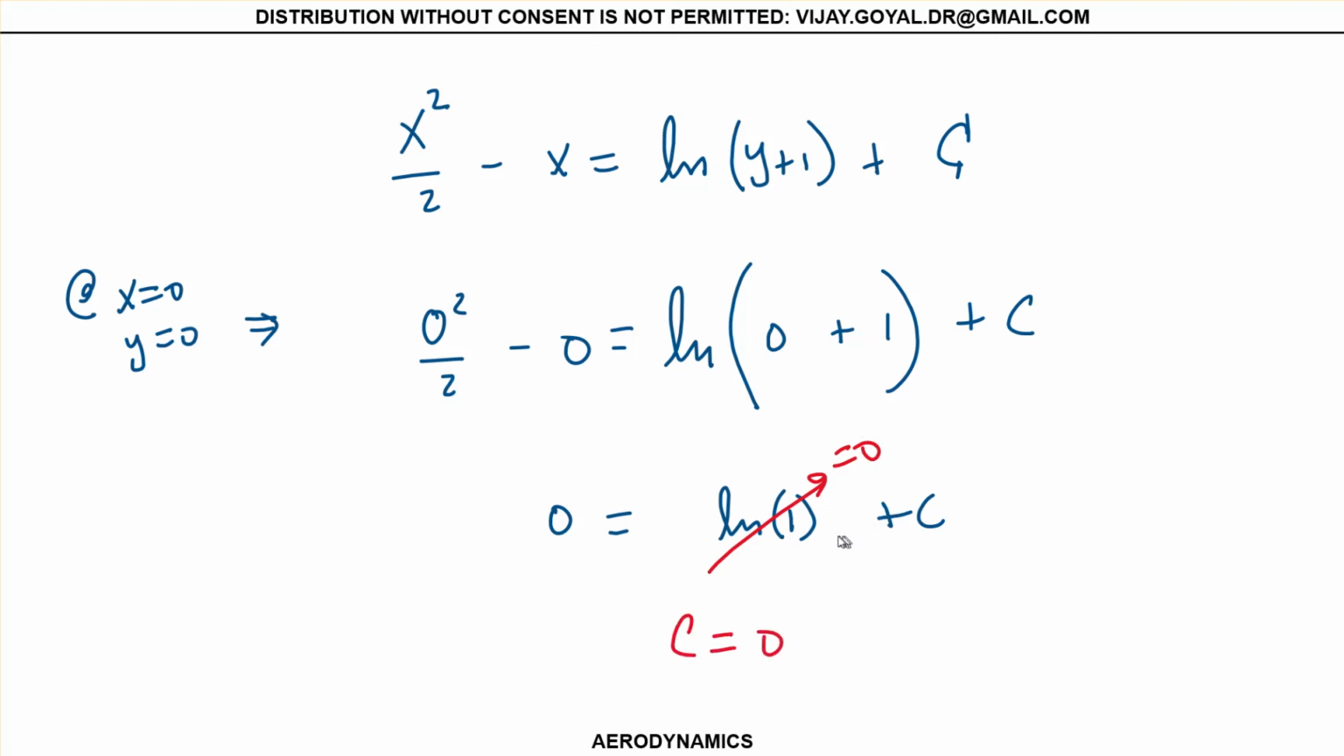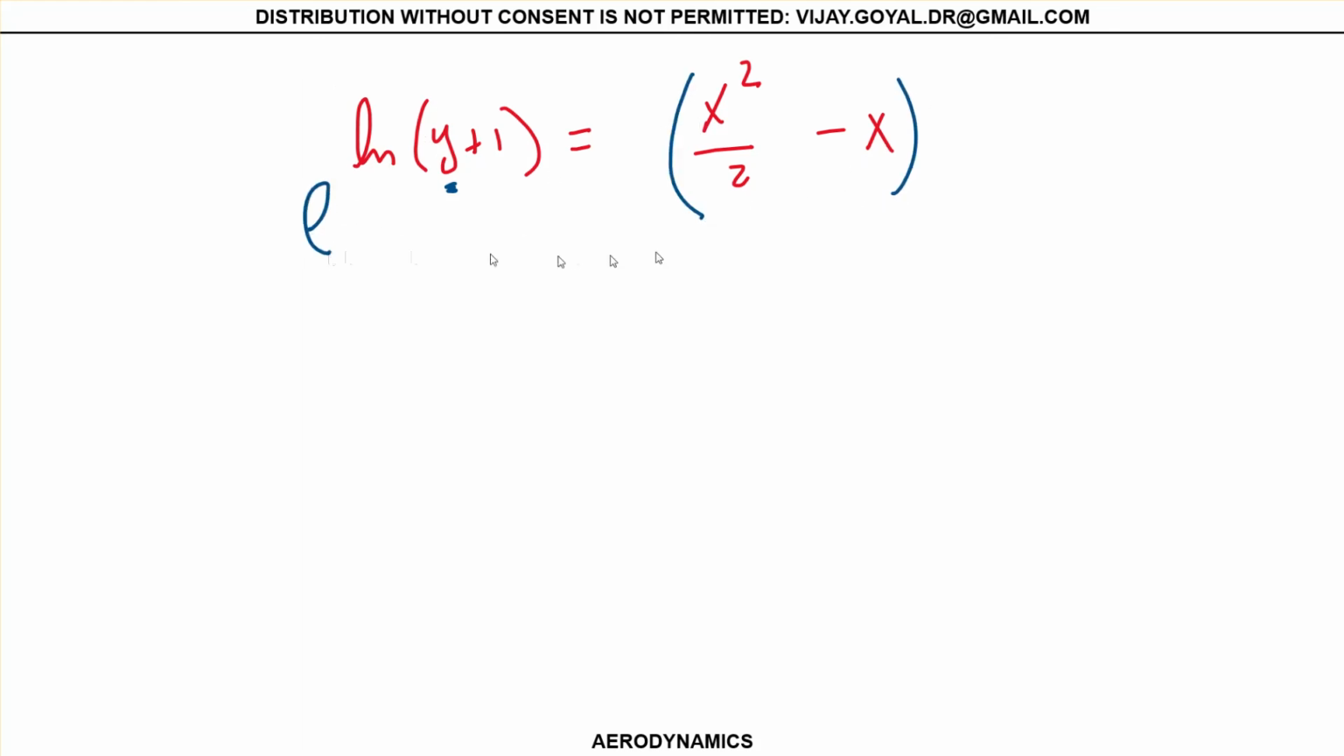That means that the equation that we are actually looking for is the natural log of y plus 1 is equal to x squared over 2 minus x. So that will be the equation that we are looking for. However, we want to solve for the variable y. How can we do that? Well, it's easy. Take parentheses and I elevate everything to the e power. So this becomes y plus 1 is equal to e to the power of (x squared over 2 minus x).